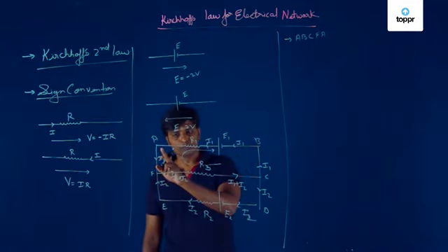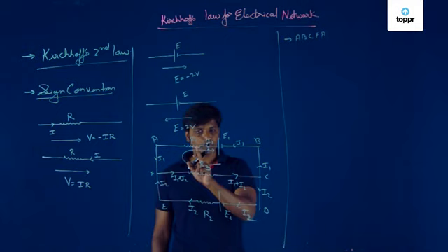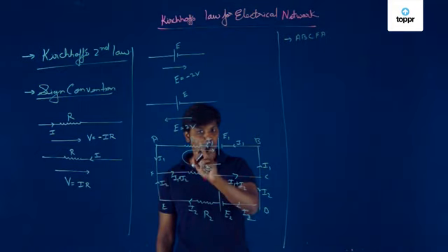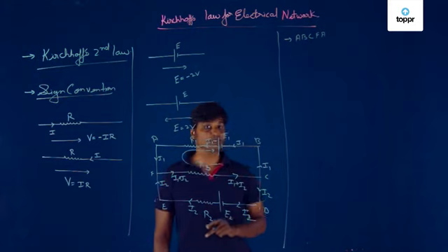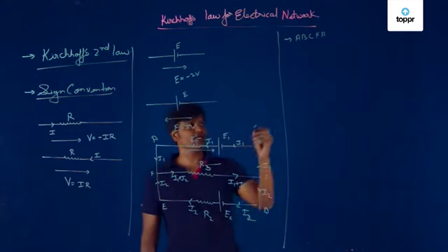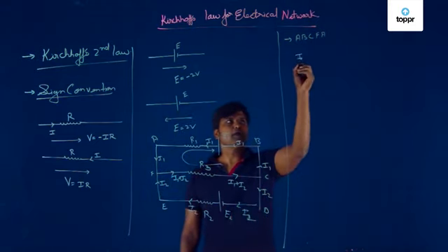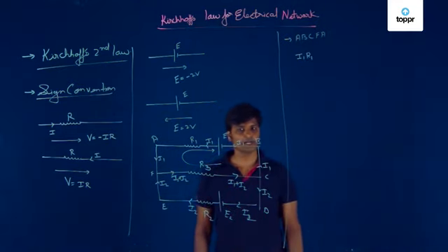While traversing the loop from point A, I come across the resistor. Am I moving in the direction of the current or opposite to the direction of the current? I am moving opposite to the direction of the current. So, the potential difference across this resistor will be considered to be positive. So I can write I1 into R1.